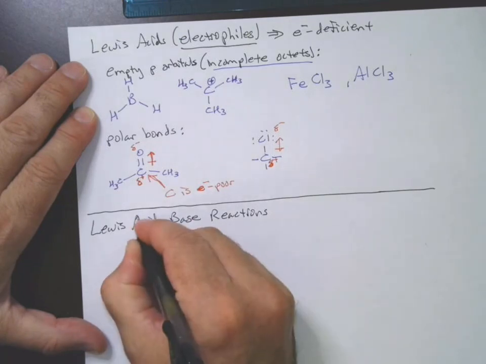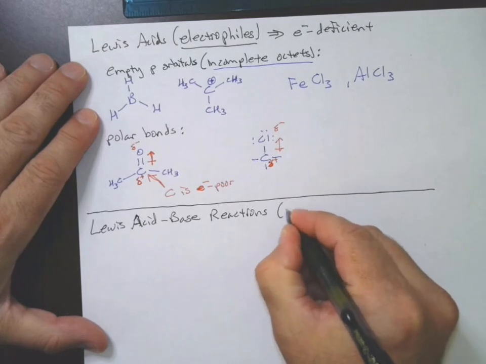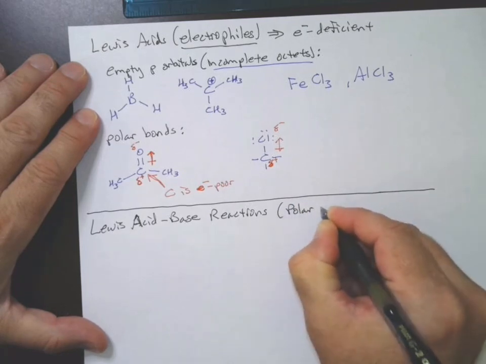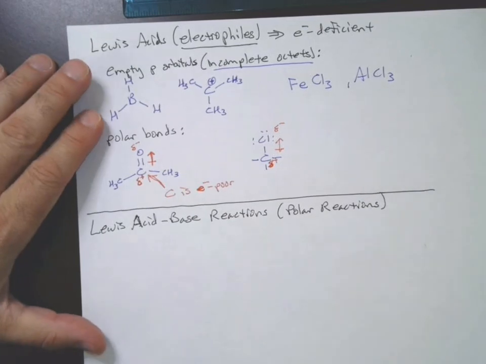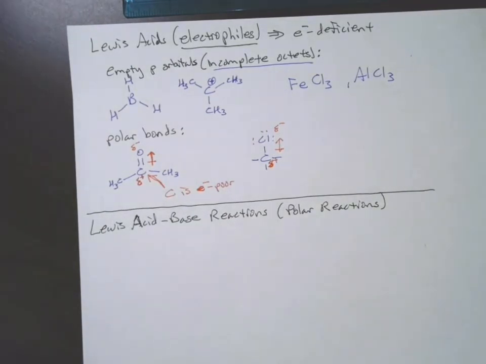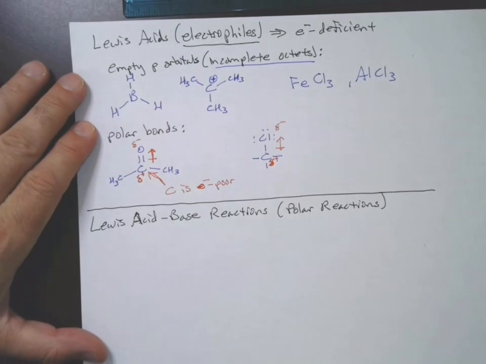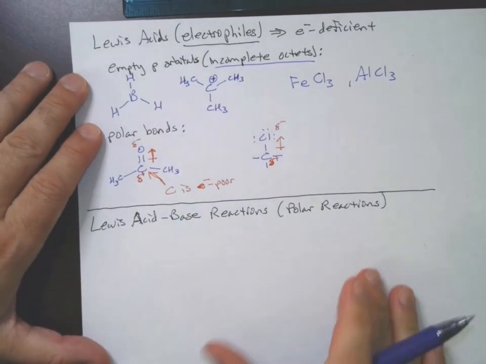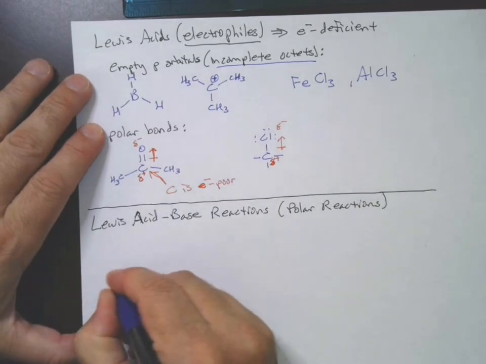And these are examples of what we call polar reactions, where typically we'll have something that is partially negative and something partially positive, or maybe entirely negative and entirely positive. So let's just look at some examples here. So we could have, let's see here. Let's do this guy.